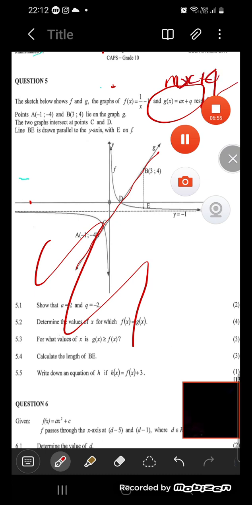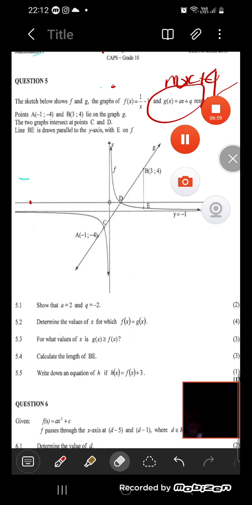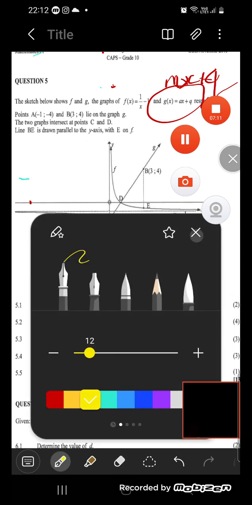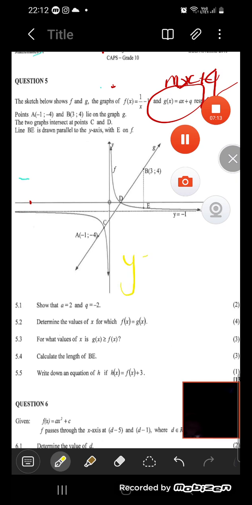And this can turn out to be an easy question. Why? Because they give us 2 points. Whenever you get 2 points, you can work out your gradient. If I've got y is equal to mx plus c, you're going to use a and q.